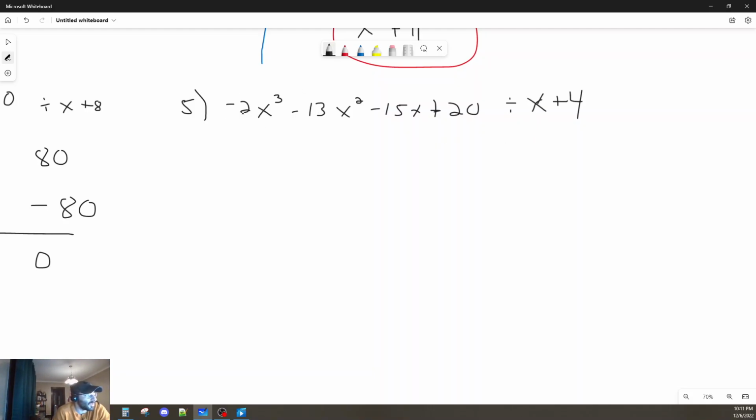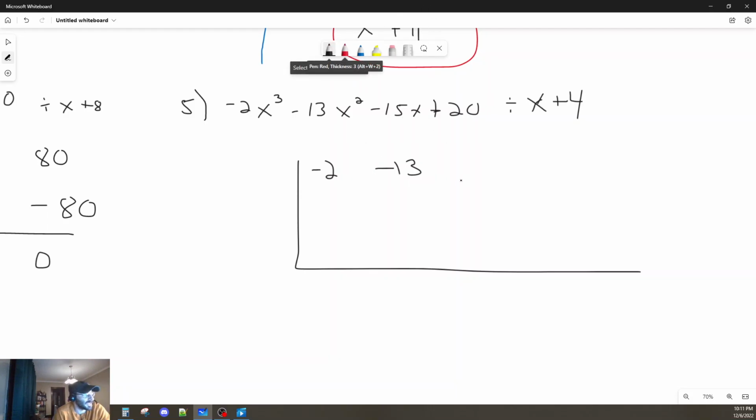Okay, so we have x to the third, x squared, x, and no x. So this one, we don't have to skip anything and put zeros in. And we have divided by x plus 4. Okay, so let's set up our box. Coefficient is negative 2, negative 13, negative 15, positive 20. And instead of using plus 4, we're going to put minus 4 on the outside.